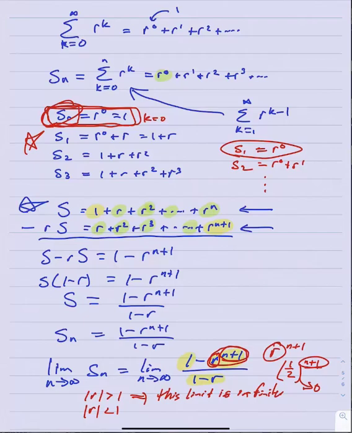All right, so putting that all together, the limit as n goes to infinity of 1 minus r to the n plus 1 over 1 minus r exists if and only if the absolute value of r is less than 1. And in fact, if the absolute value of r is less than 1, then that limit is 1 over 1 minus r, because we just said the r to the n plus 1 part would have a limit of 0.